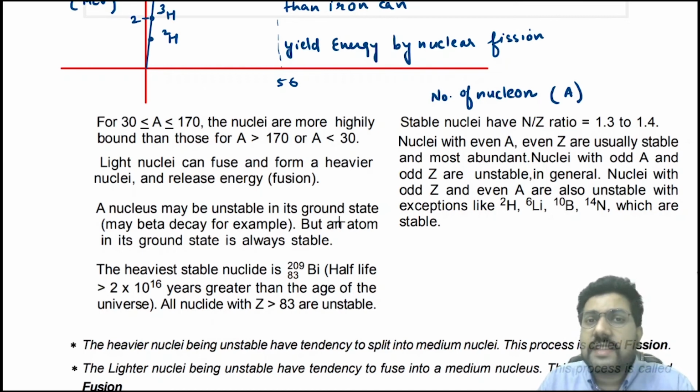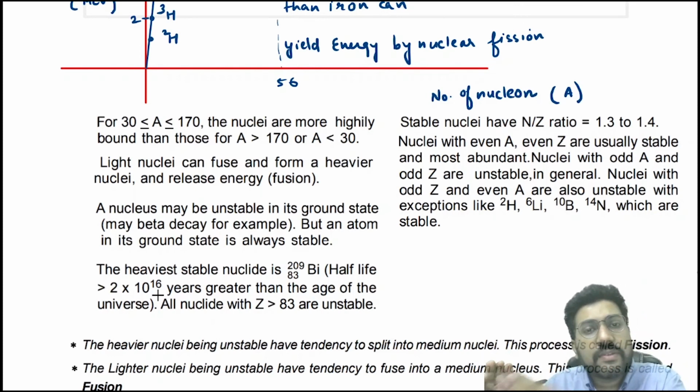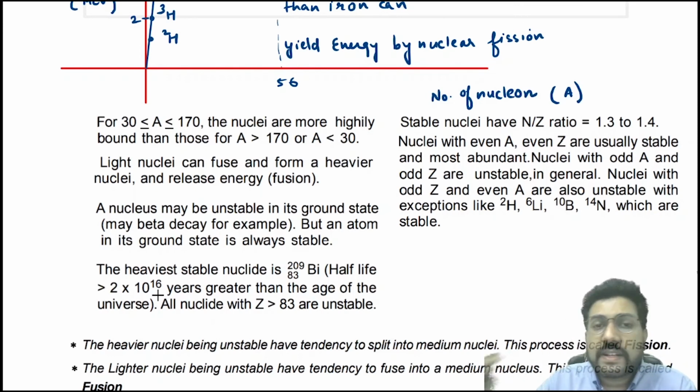The heaviest stable nucleus is bismuth-209, with Z equal to 83. The half-life of bismuth is greater than 2 × 10^16 years. We can also say the heaviest stable nucleus is actually lead-82, because lead does not undergo any decay. Bismuth undergoes some decay, but its half-life is very large. So all nuclei with Z greater than 83 are unstable. The last stable nucleus is bismuth, and after that all other nuclei are unstable.